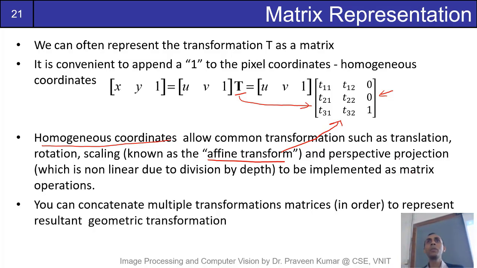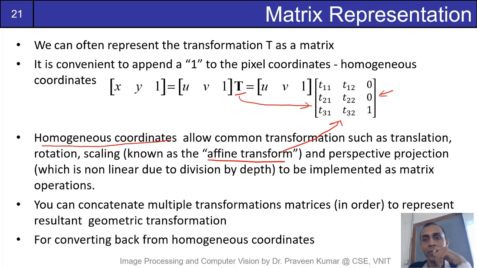And if you want to do multiple transformations, let us say you want to first scale up, then rotate, and then translate, you can just concatenate the transformation represented by each type of operation and multiply them, and you will get the resultant transformation matrix, which will represent the combined operation that you want to do on the image. I'll show that later.